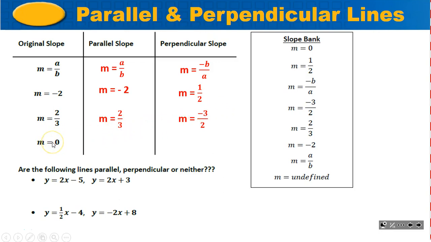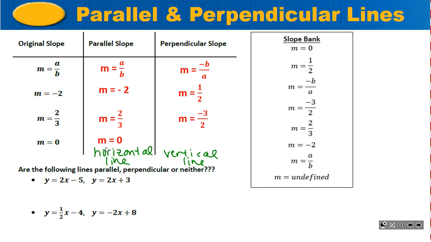Now, the one difference here is when we start talking about when the slope is 0, let's talk about what that is. When the slope is 0, that is going to be a horizontal line. So I'm going to write that here, horizontal line. Now we know that when we have a horizontal line, the perpendicular line to it is a vertical line. Now a vertical line actually has an undefined slope.